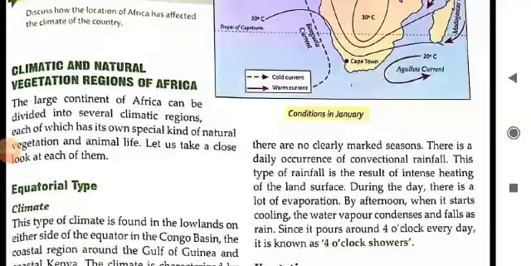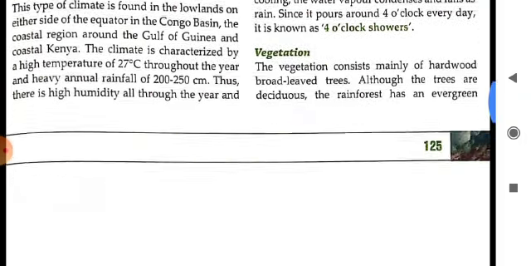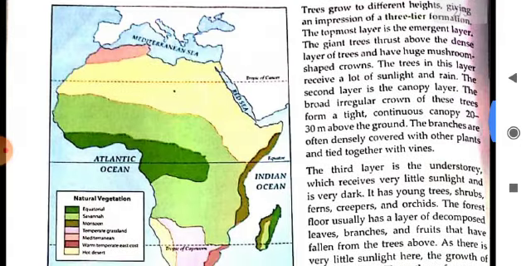Hello viewers, today's topic: climatic and natural vegetation regions of Africa. Africa can be divided into several climatic regions, each of which has its own special kind of natural vegetation and animal life. So look at the map.